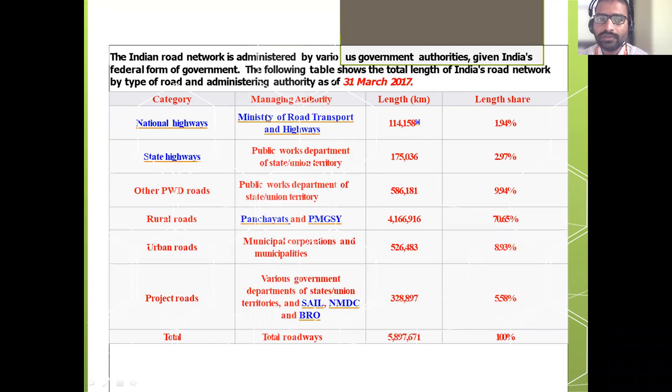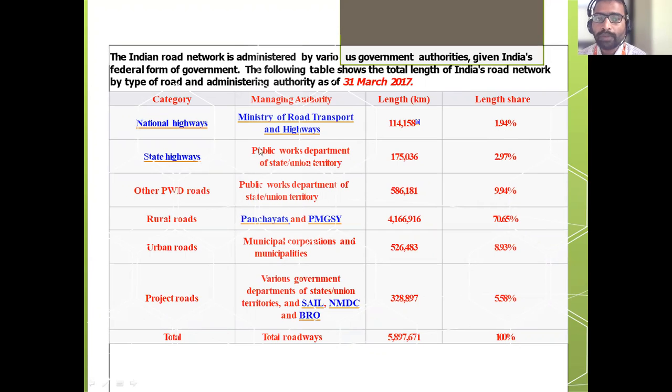Who will take care of the national highway? That is the Ministry of Road Transport and Highways. The Ministry of Road Transport and Highways will take care of all the national highways. If they want to execute, rectify or construct the national highway, the Ministry of Road Transport and Highways will take care. That is the managing authority, the executive body. Length is 1.14 lakh kilometers, and the share is nearer to 2%.